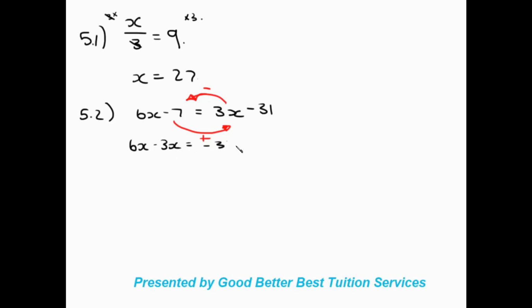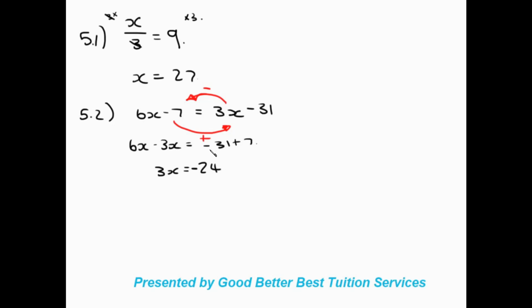x is equal to 27. Moving on to 5.2, we are given 6x minus 7 is equal to 3x minus 31. So what we're going to do is we're going to try and get the x's together and numbers together. So we know that this 3x is going to come over this way, right? And this negative 7 is going to come over and it's going to become positive, okay? So this becomes positive and this becomes negative. So we'll have 6x minus 3x is equal to negative 31 plus 7.